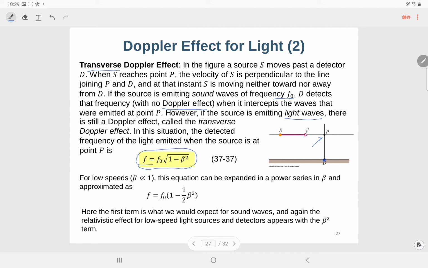So actually, you can just use the Taylor series expansion. You can approximate this one. If beta is much smaller than 1, then it will be like that. Just like this one is approximately 1 plus 1 half of x. Using the Taylor series expansion will help you. If it is a negative sign, it is a negative sign. So we have this. Here the first term is what we would expect for a sound wave. And again, the relativistic effect for a low speed light source and detector appears with the beta square term. So it will affect the frequency of the light.